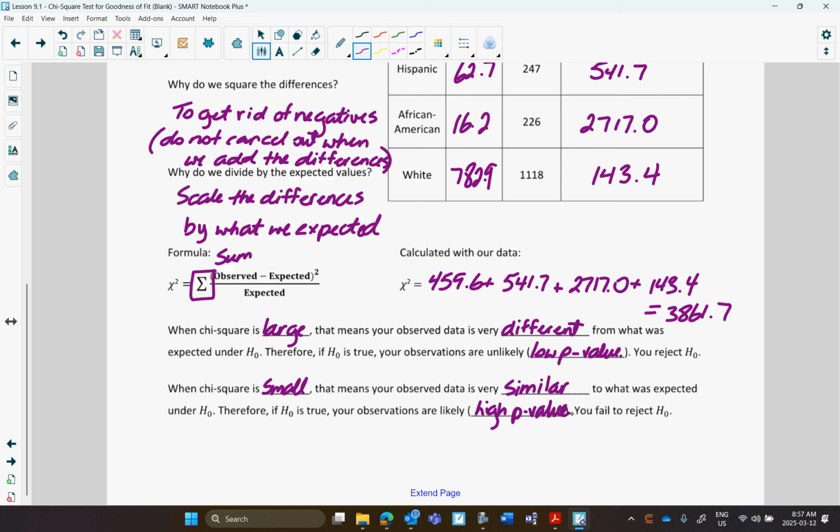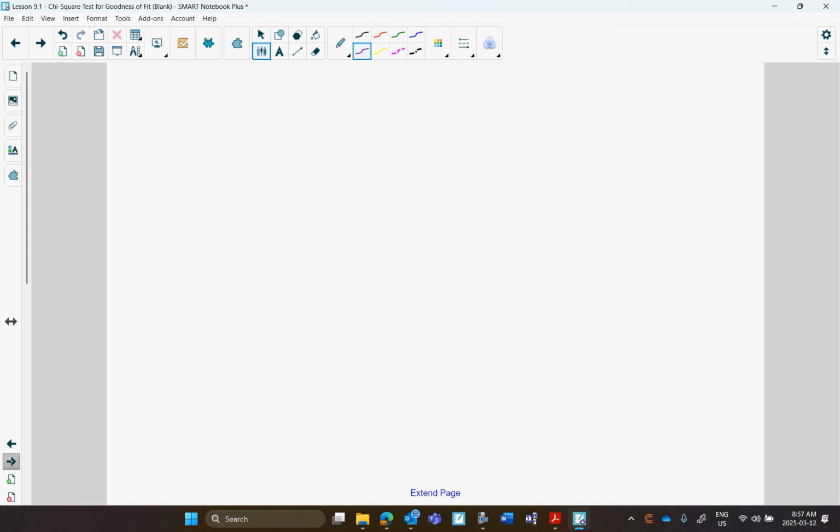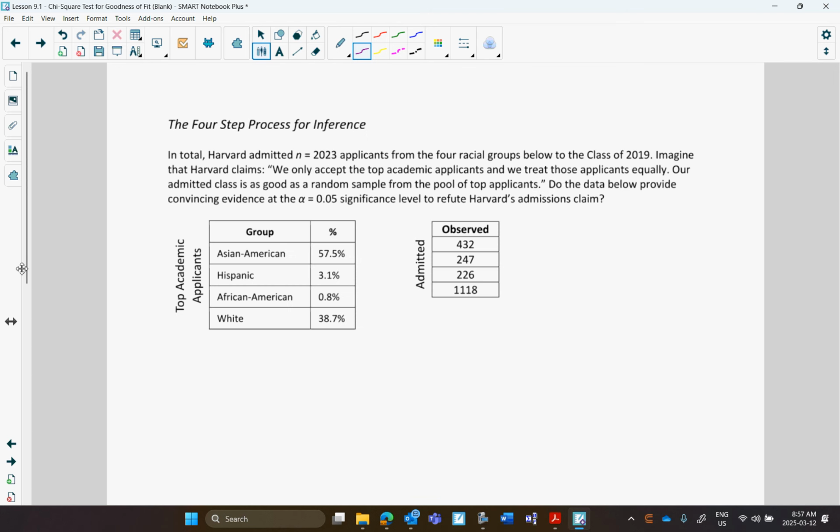So that's doing it the long way, and you can see that the more groups you would have in a situation, that would take quite a bit of time. Okay? So we have a shorter way. And once again, it's the four-step process. So here's just a refresher of all of our data. And the question is, do the data below provide convincing evidence at the 0.05 significance level to refute Harvard's claim?